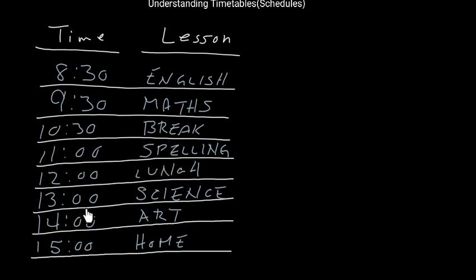12 o'clock was lunch. 1300 was science. 1400 was art, and 1500 was home time. Okay, so I'm just going to put a couple of questions down, and you'll need to use the information in this timetable to answer the questions.